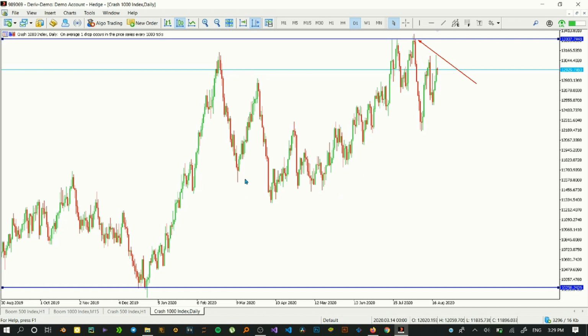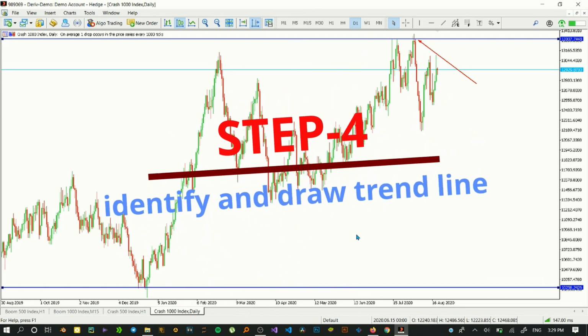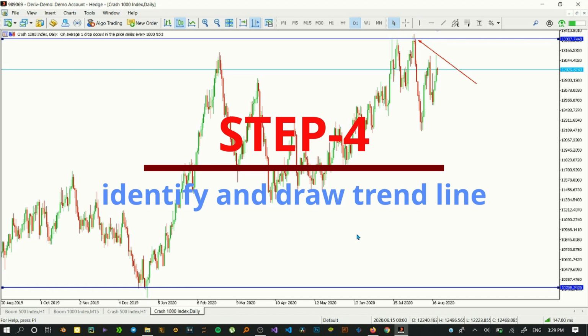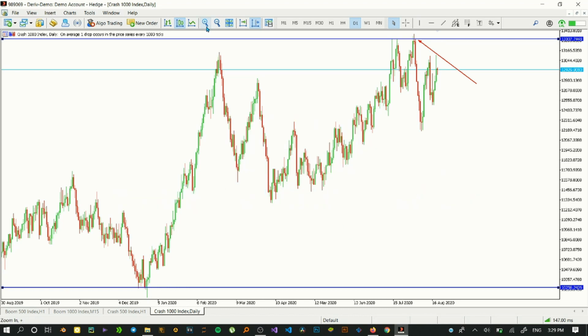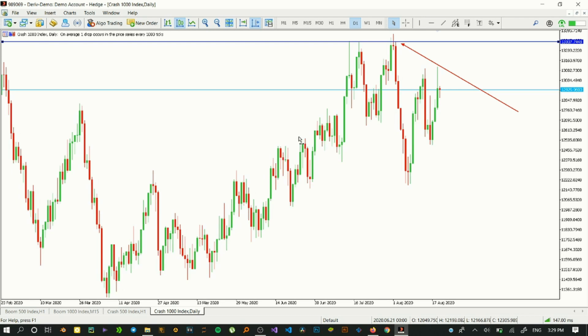So I have drawn this swing high and swing low support and resistance. Actually, this support area doesn't matter because the market is near the resistance. So I'm not going to use this line. I can remove it, or let it be there. The next step I'll do, I'll identify the trend line. I hope you know what a trend line means.